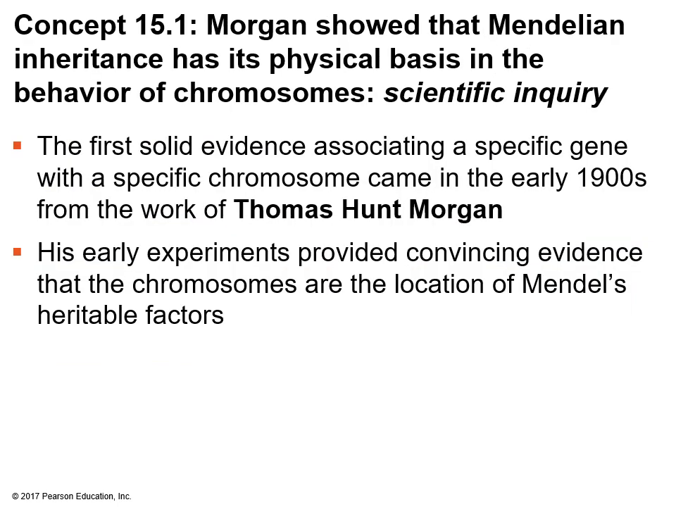The first solid evidence associating a specific gene with a specific chromosome came in the early 1900s from the work of Thomas Hunt Morgan. His early experiments provided convincing evidence that the chromosomes are the location of Mendel's heritable factors. So Mendel really didn't know about genes or DNA back then. He just called them heritable factors, using purely the probability laws in mathematics to come up with his system of Mendelian genetics.